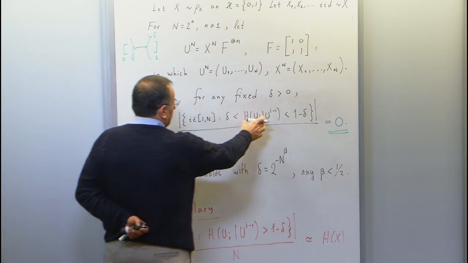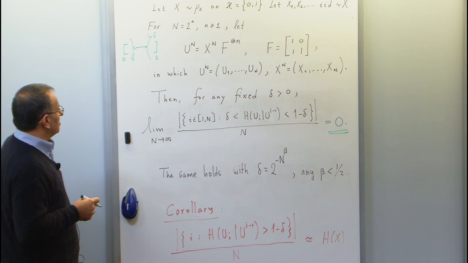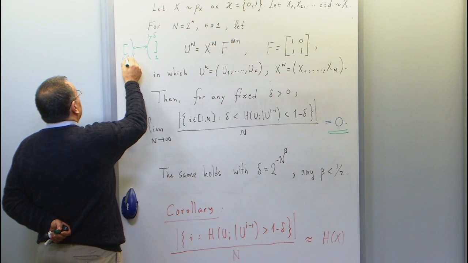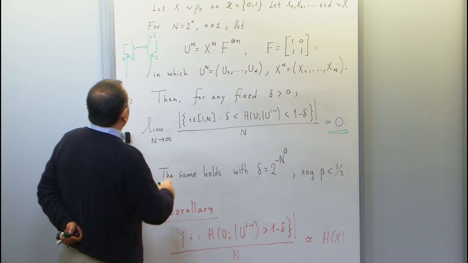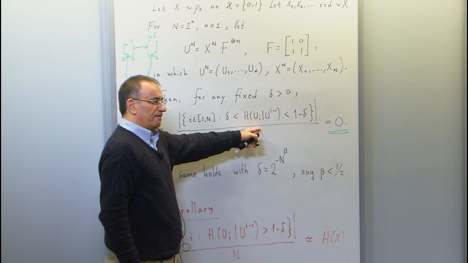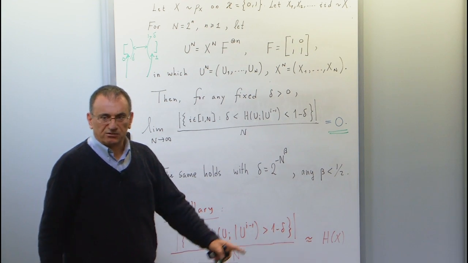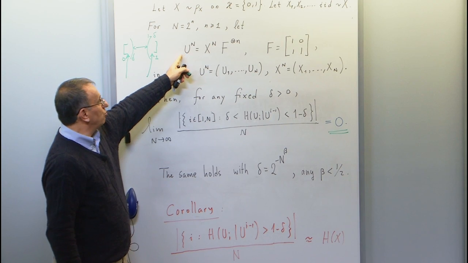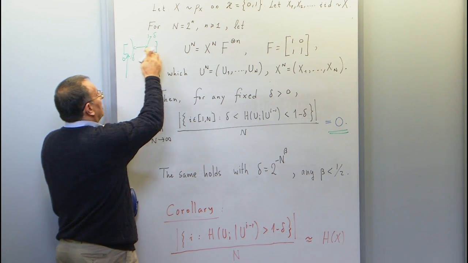So there is almost nothing in this interval for any delta, no matter how small it is. This is called source polarization. The entropy is polarized to the extremes. Since they are not in this interval, they must be either here or there. Why should they not be in here? The entropy of a binary random variable is upper bounded by 1. So this number is definitely less than or equal to 1. All logarithms are to base 2, and we are considering binary alphabets. So this thing is also a binary vector. So all the entropies are either near 0, almost all of them, or near 1.